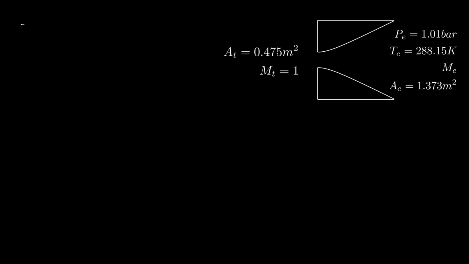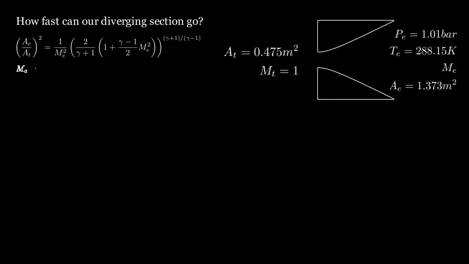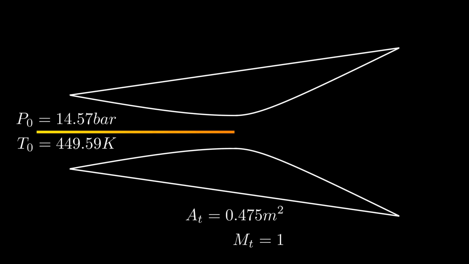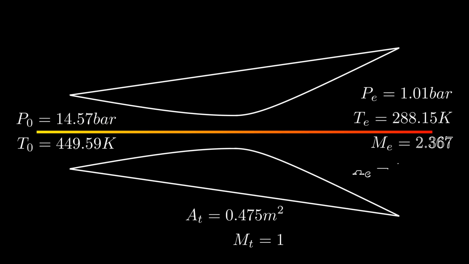Starting with the area ratio, we can solve for the velocity at the exit in terms of its Mach number. This equation can be solved numerically, and there will probably be false solutions below Mach 1, just as a heads up. Now we need to know how much pressure and at what temperature we need to place the combustion gases under to achieve this speed. Here, we just solve for P0 and T0. So the final results are, we were able to get an exit velocity of Mach 2.367 with inlet conditions of 14.57 bar pressure and a temperature of 449.59 Kelvin, which goes to show the extremes needed to get supersonic flow.